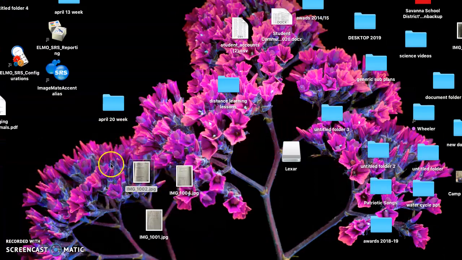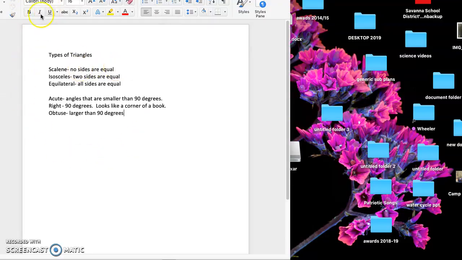First thing you should do is copy down this page of notes because you're going to need this to do your assignment. Scalene has no sides equal. Isosceles has two sides equal. Equilateral, all sides equal. Acute triangles have all angles that are smaller than 90 degrees. Right angles have at least one 90-degree angle, and it looks like the corner of a book. And then an obtuse angle is larger than 90 degrees. Copy this down before you go to your workbook page.